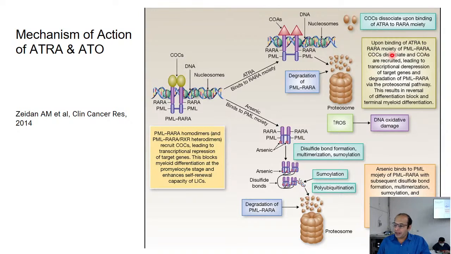If we go slightly deeper into the mechanism, we see that ATRA binds to the RARA moiety of the PML-RARA transcript. As a result, the co-activator complexes are recruited, which leads to transcriptional derepression of target genes and degradation of PML-RARA via the proteasomal pathway. Ultimately, there is reversal of the differentiation block and terminal myeloid differentiation occurs. Arsenic binds to the PML moiety of the transcript, and by various mechanisms, it leads to the degradation of the PML-RARA, as well as eradicating the self-renewal capacity of the leukemia initiating cells.